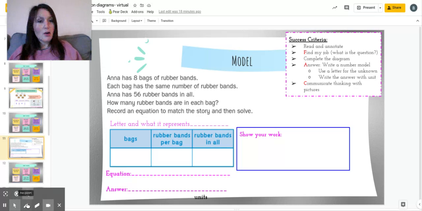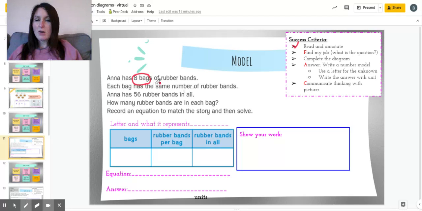Here, the first step I need to do is read and annotate. So I read it. Now, let's annotate. What are the important numbers? There are 8 bags. Each bag has the same, well, I don't see the number. It just says that it's going to be the same. Anna has 56 rubber bands in all. Good, so I read and annotated.